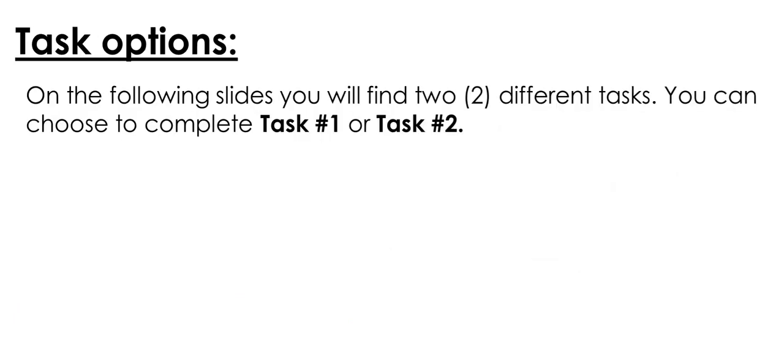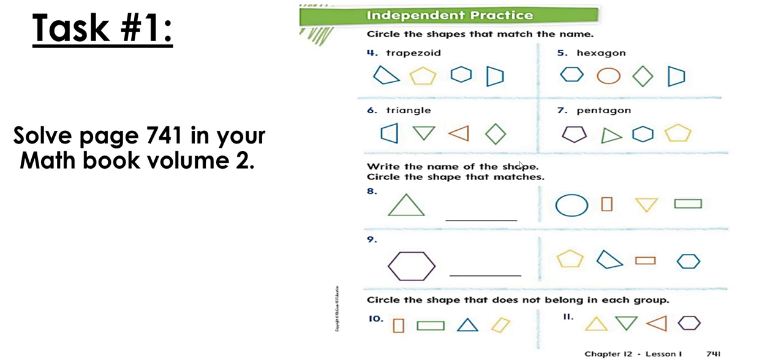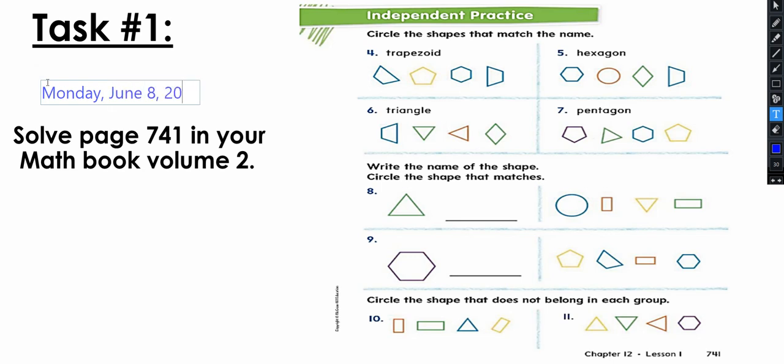Okay, now we have 2 different tasks. In the coming slides, you have to choose to do number 1 or number 2. The first task, you have to solve page 741 in your math book volume 2. So go grab your book, open it on page 741. First thing to do is write the date. The day is Monday, June 8th, 2020. Okay guys, so do this task. When you finish, continue with the video to check your answers.